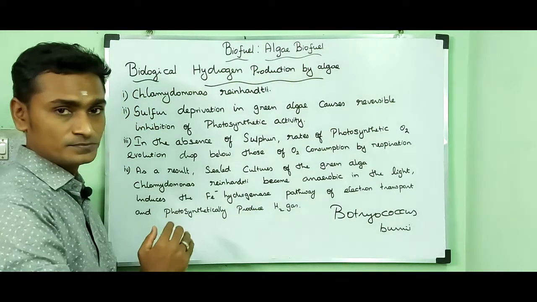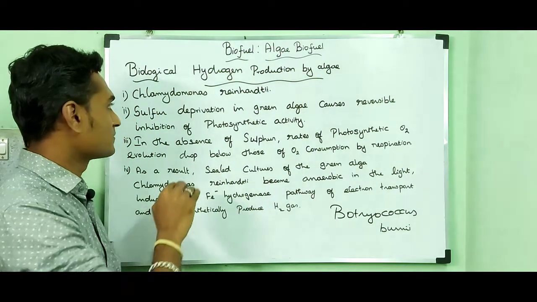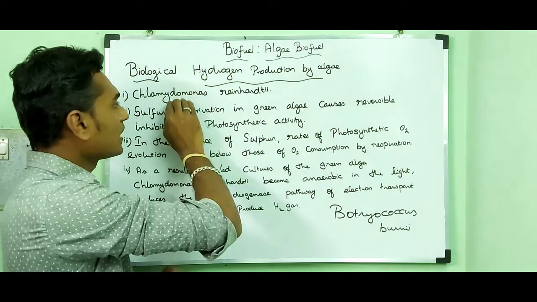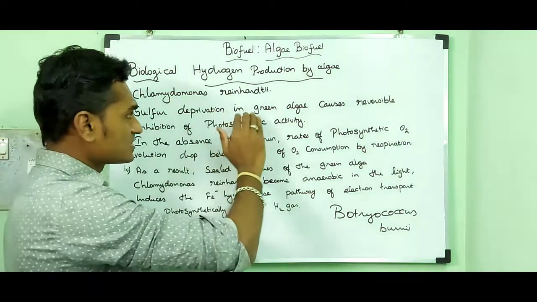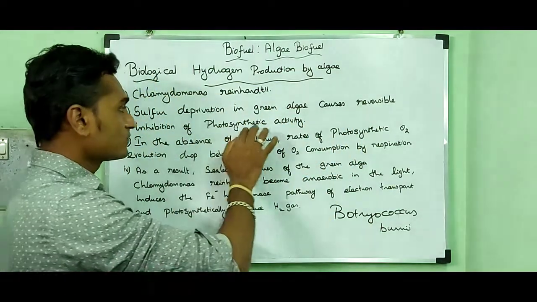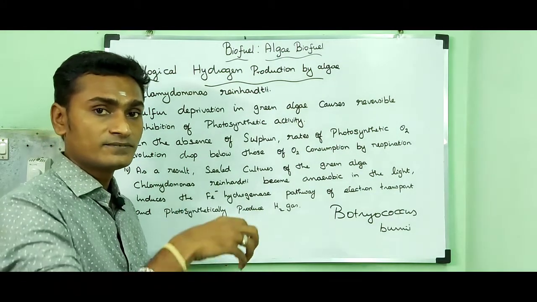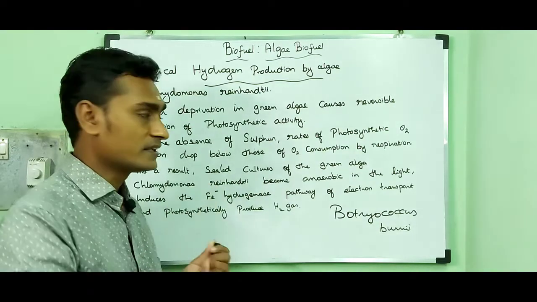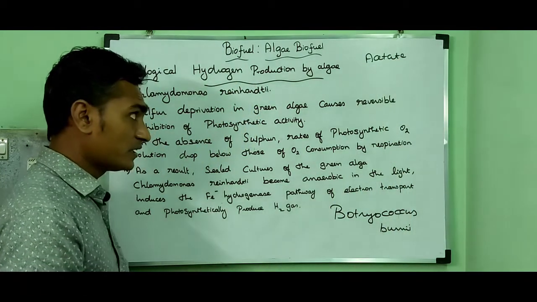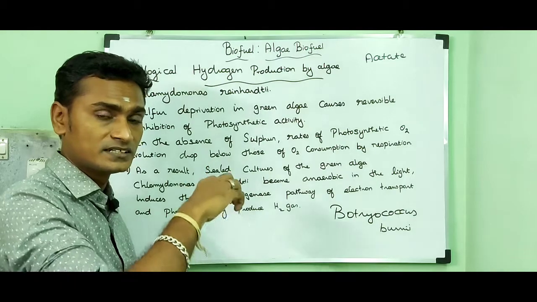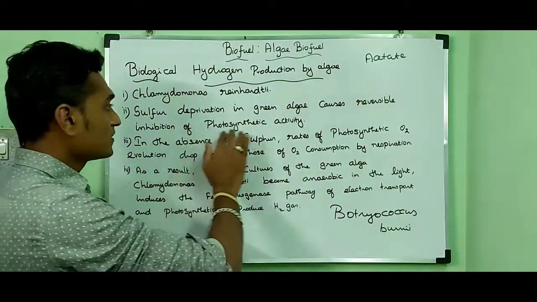Then I am going to tell you about biological hydrogen production by algae. In this process we are going to use the algae called Chlamydomonas reinhardtii. The first step: sulfur deprivation in green algae causes reversible inhibition of photosynthetic activity. So we are going to reduce the sulfur content in that culture by using acetate substrate. By applying acetate, we can reduce the sulfur content in the algal culture. So it causes reversible inhibition of photosynthetic activity.